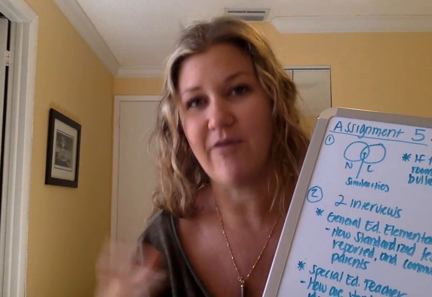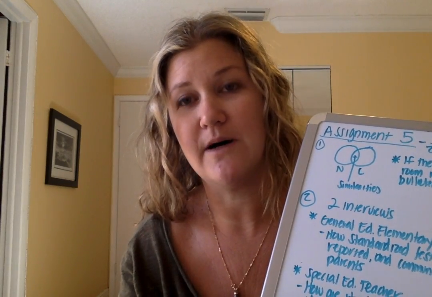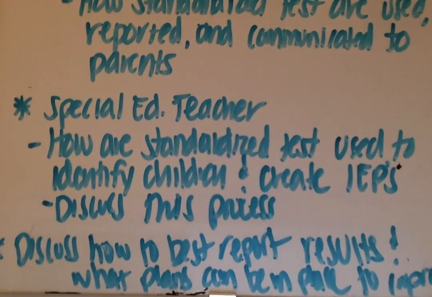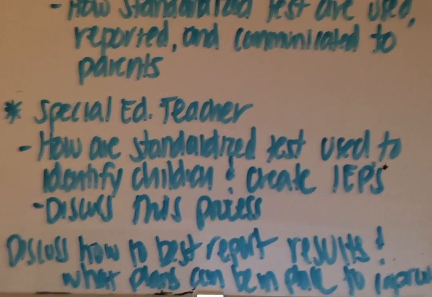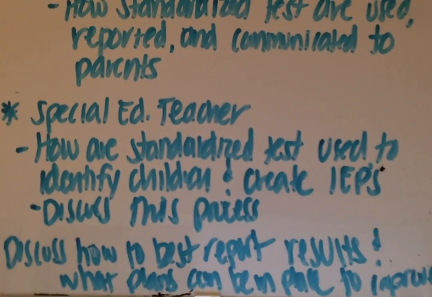So then, after you have all of that information from the two interviews, you're going to create a report on how to best report the results of the standardized test for both cases and what plans can be developed to improve the score. So you're getting all this information from the two teachers. Based on what they said, what do you think would be the best procedure for reporting the scores to parents? How are these test scores used? And what plans can be developed to improve the test scores?